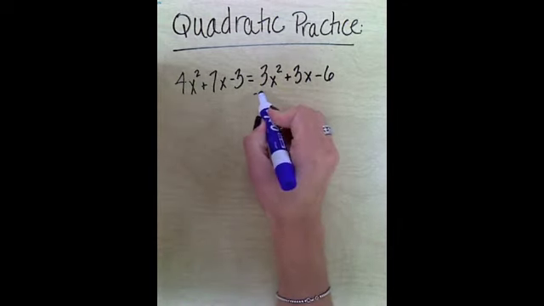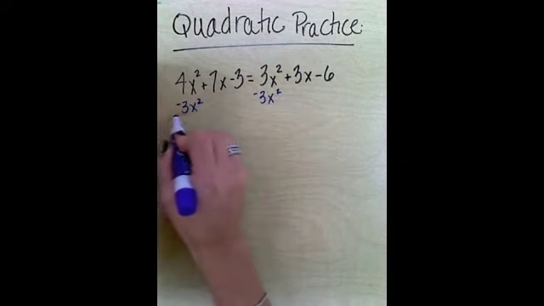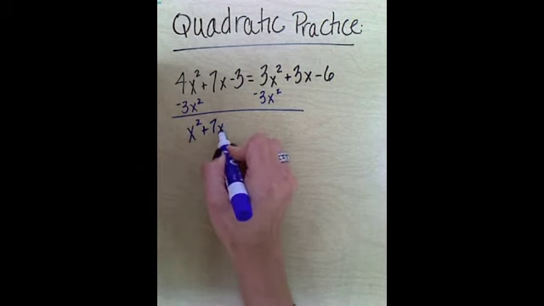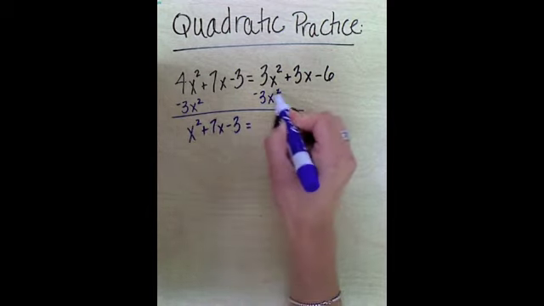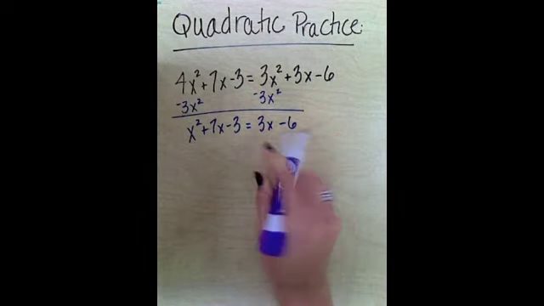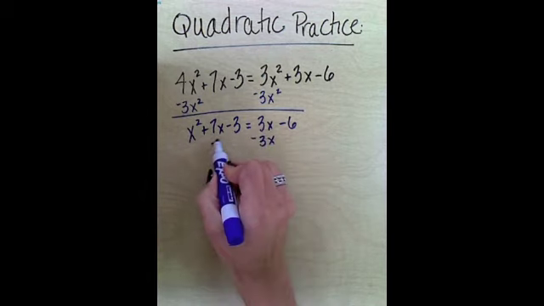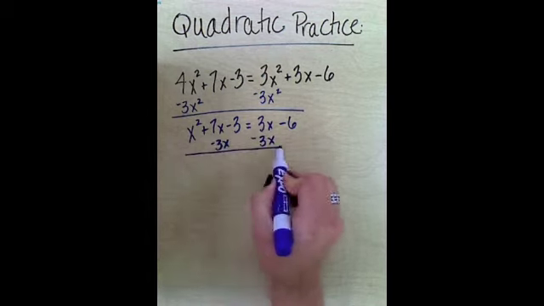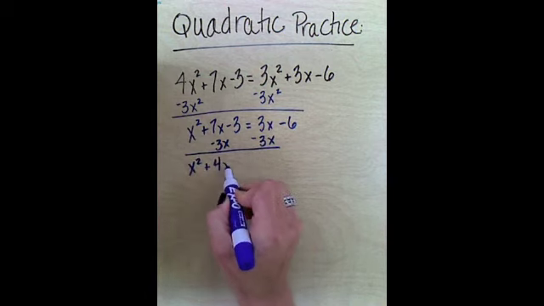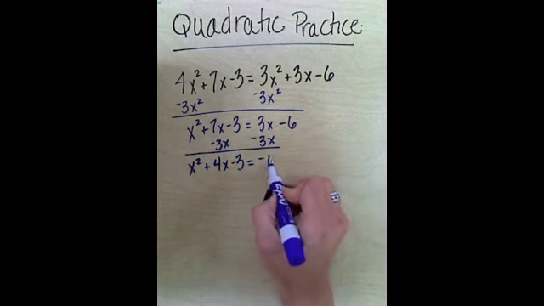So the first thing I'm going to do is subtract a 3x squared from both sides. And I'm left with x squared plus 7x minus 3. And then left on this side is a positive 3x minus 6. I need to bring the 3x over. So we're going to subtract 3x from both sides. It was positive, so that's why we're subtracting. And now we have x squared plus 4x minus 3. And then we have our equals negative 6.